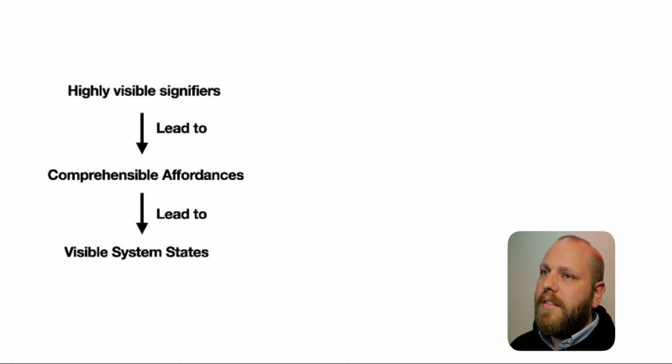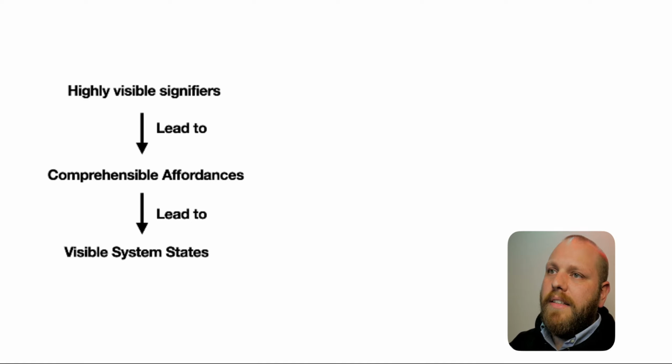Okay, so this is our flowchart. Let's start here. Highly visible signifiers lead to comprehensible affordances, which lead to visible system states. And so let's break this down. Highly visible signifiers are the ones that you can really get a grasp of. Think of the door handle example again. We have a really clear ergonomic shape, and we also have a context and function which is obvious. We're trying to move through a door, and these signifiers lead to comprehensible affordances.